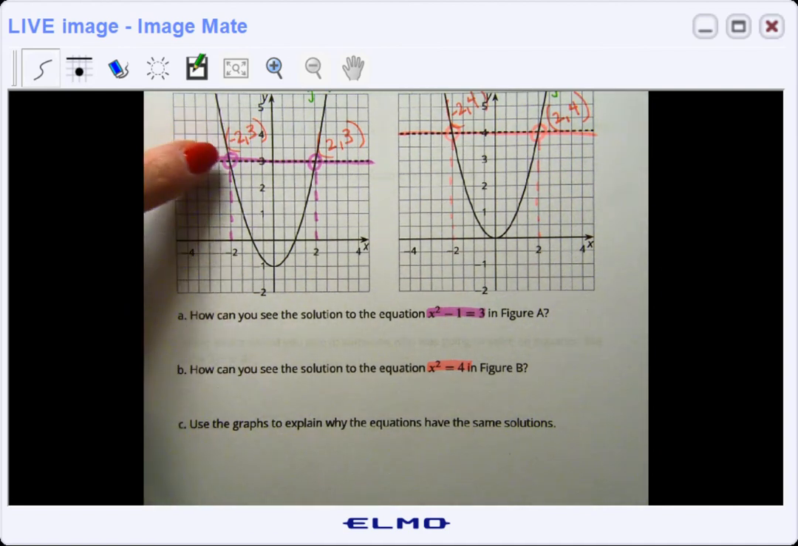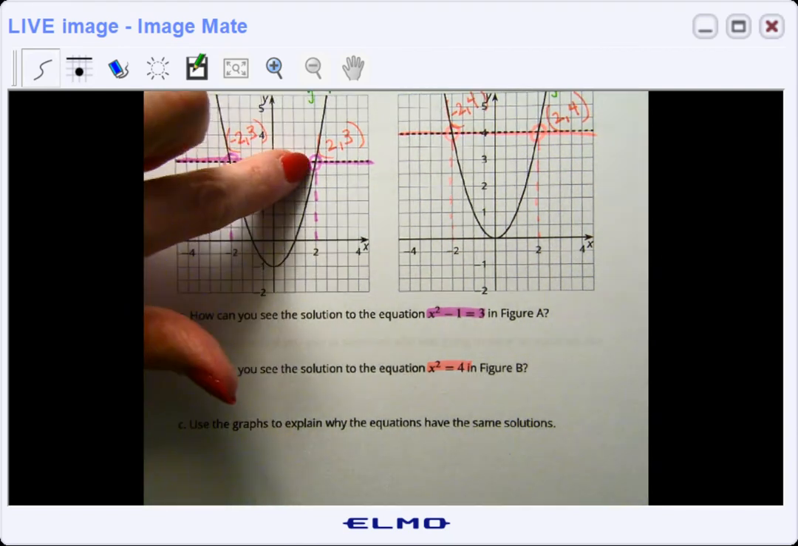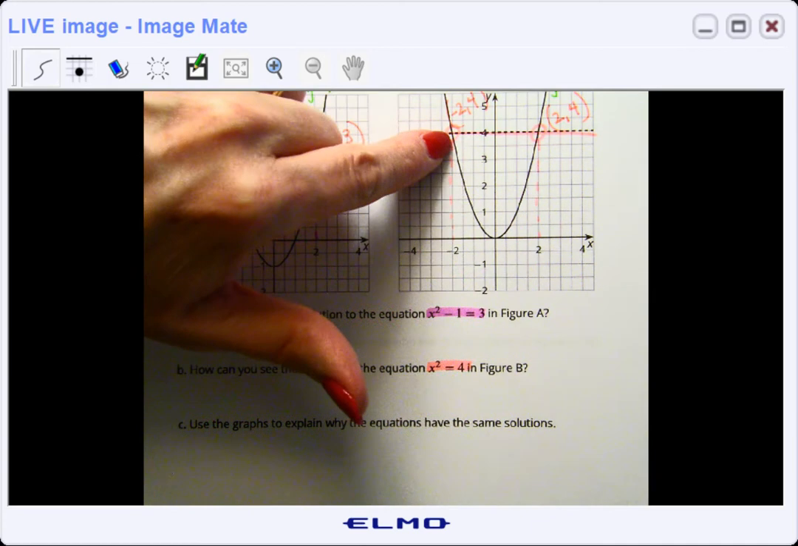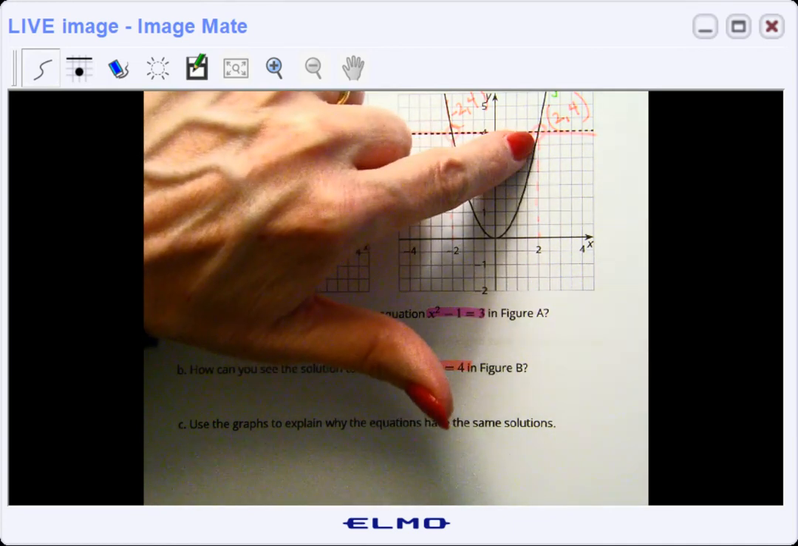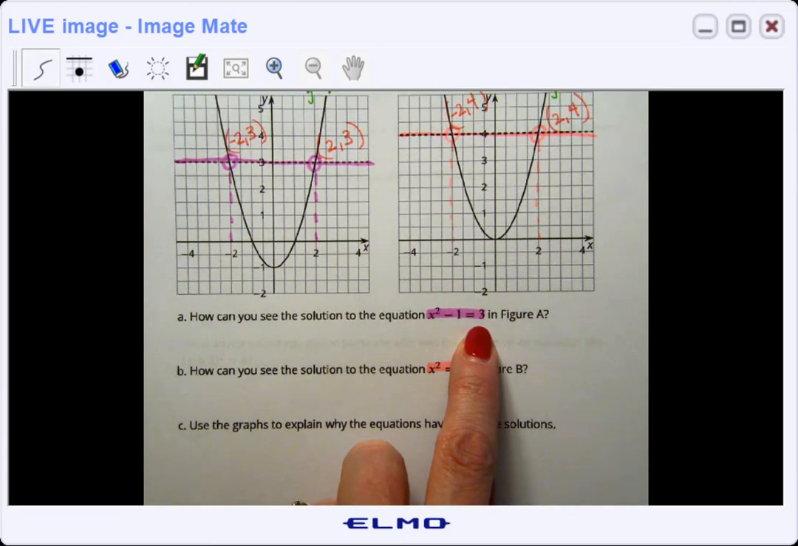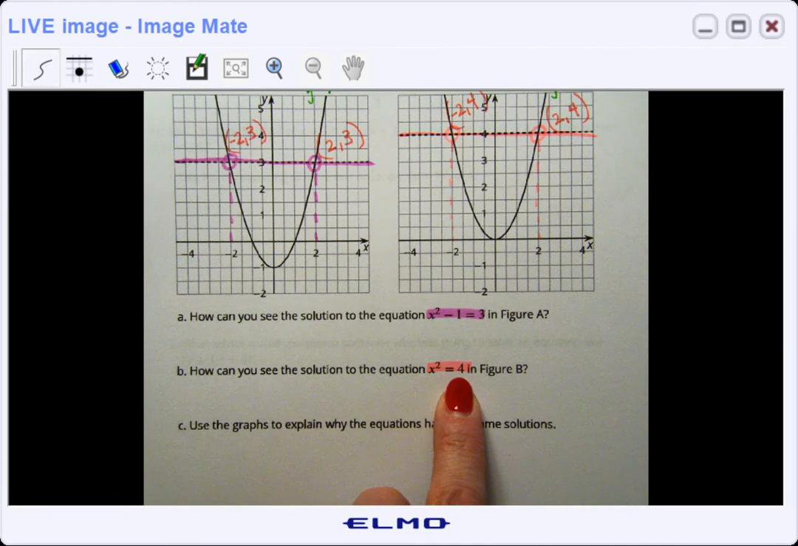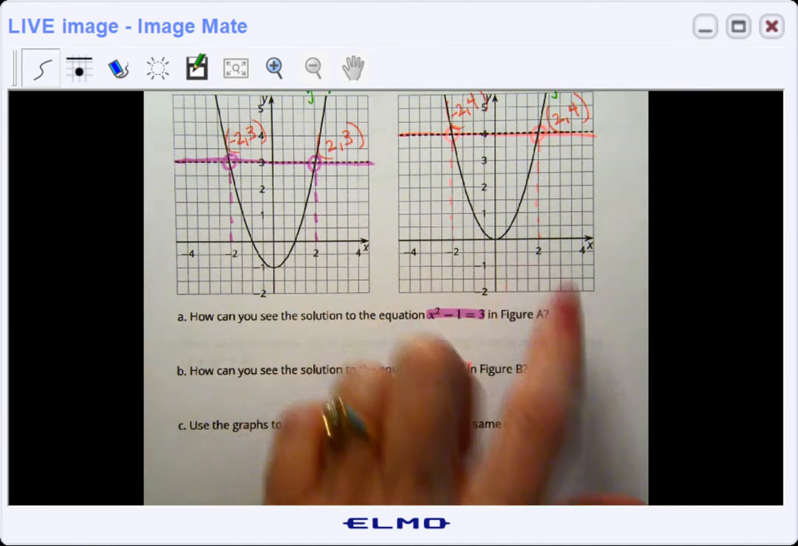So this function goes through negative 2, 3, and 2, 3. And this one goes through negative 2, 4, and 2, 4. So it's 2 and negative 2 that make the first equation equal to 3. And it's also 2 and negative 2 that make the second equation equal to 4. So you can see on the graph that they do have the same solutions.